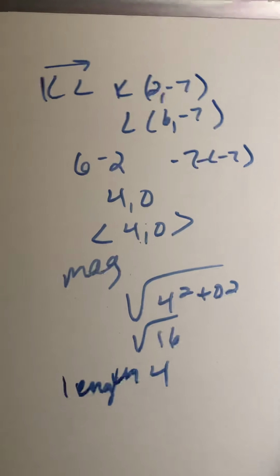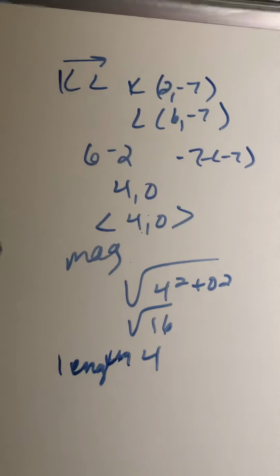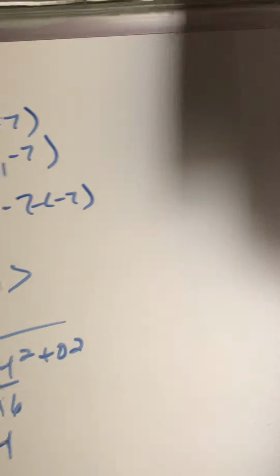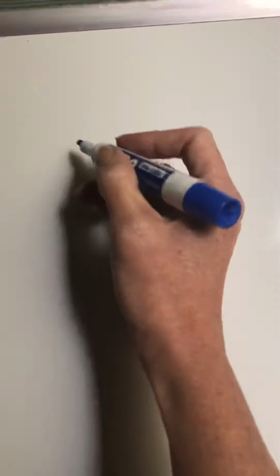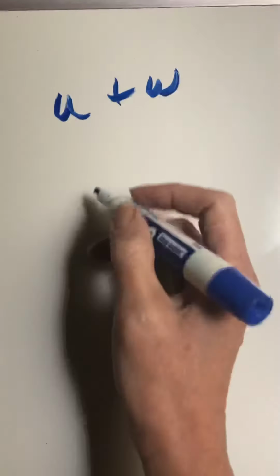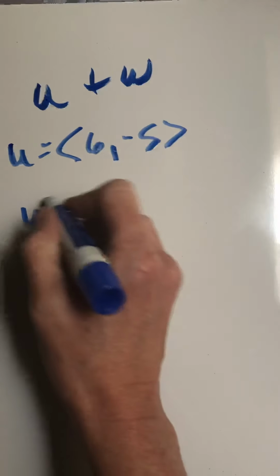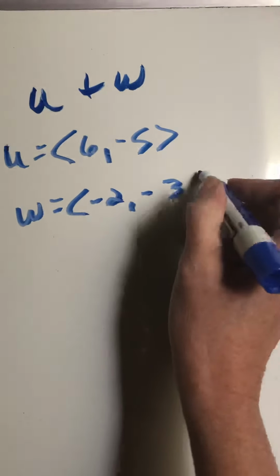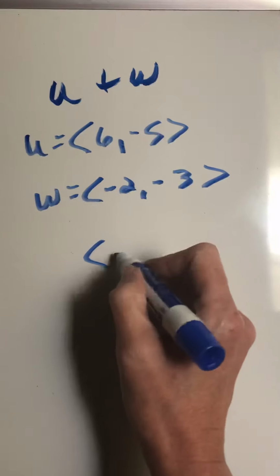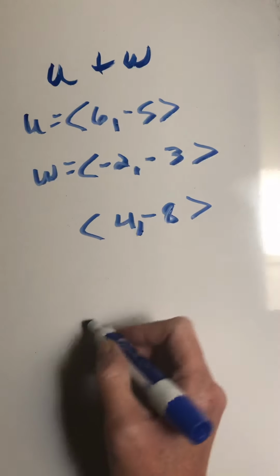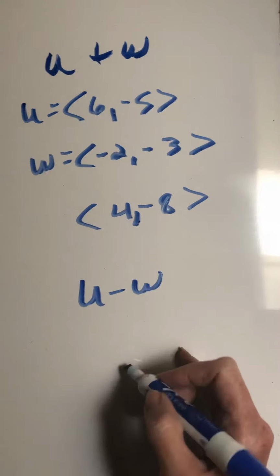So they could ask you a couple of different ways to find that magnitude. So it's magnitude or length of the vector, okay? Then you're going to have to do operations with vectors, certain operations: multiplying, subtracting, addition, that kind of thing. So for example, you will want to do u plus w, and they give you u as 6, -5, and they give you w as -2, -3.